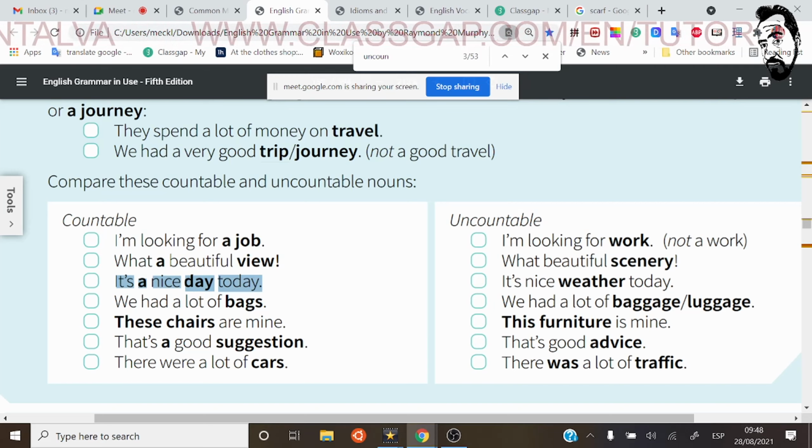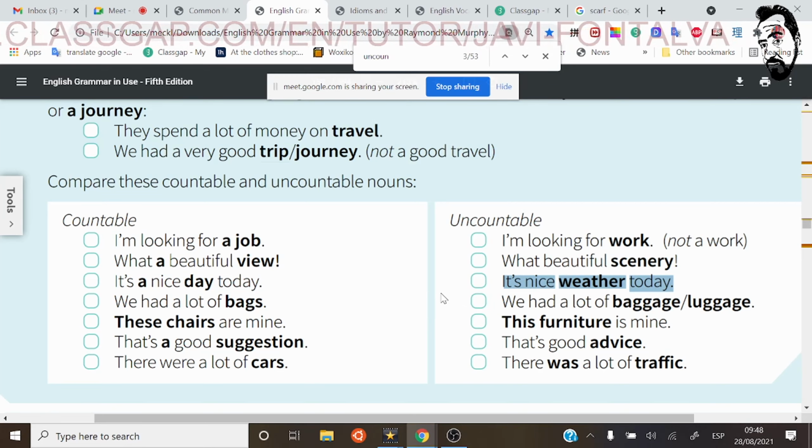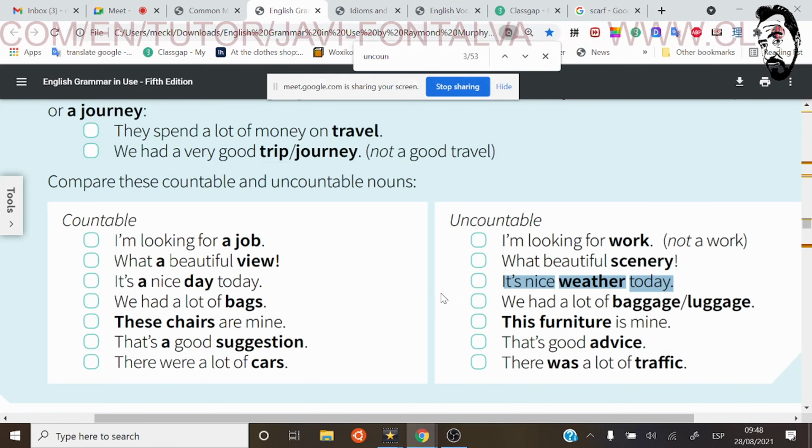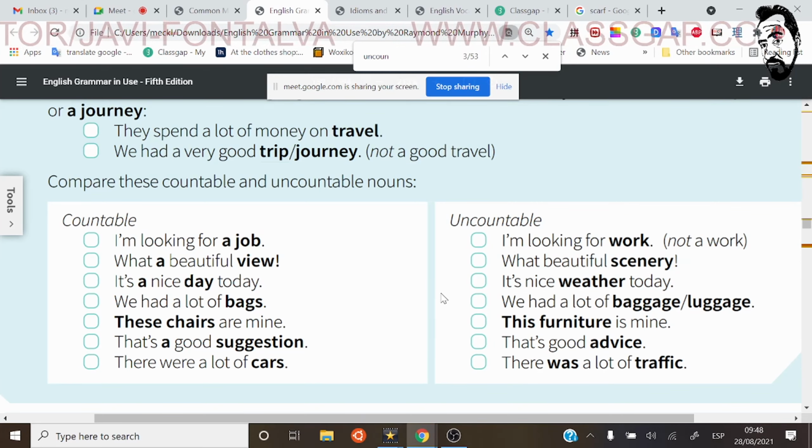It's a nice day today. This one? It's a nice weather today. No. It's nice weather today. Be careful. Weather is uncountable. Okay, but they say the same in the two. Yeah, the meaning is the same. The idea is the same, basically.